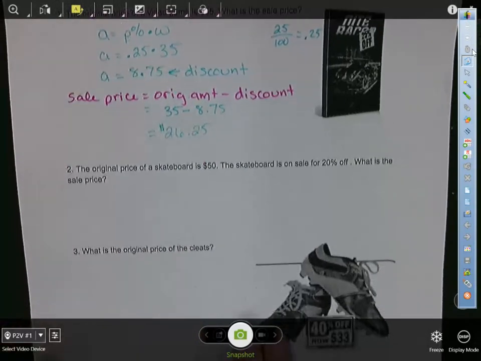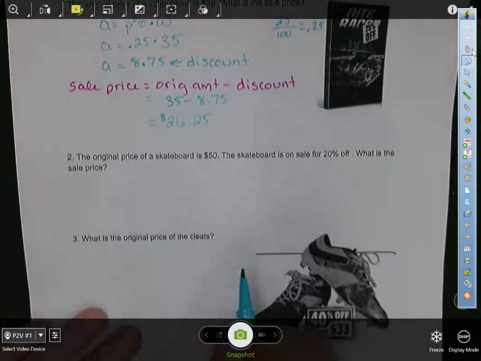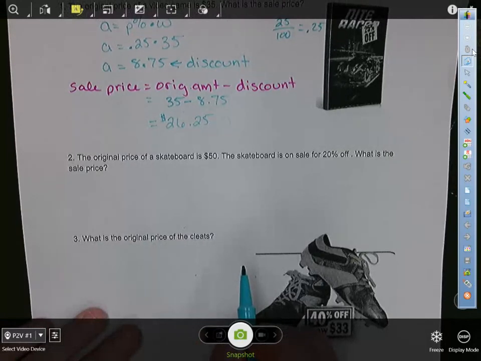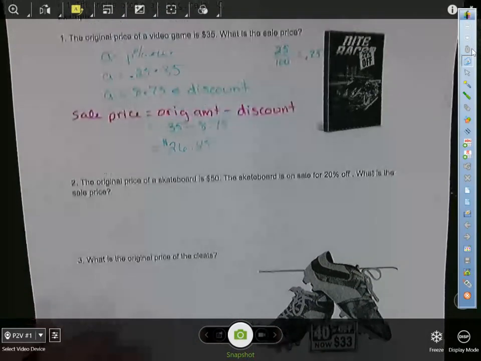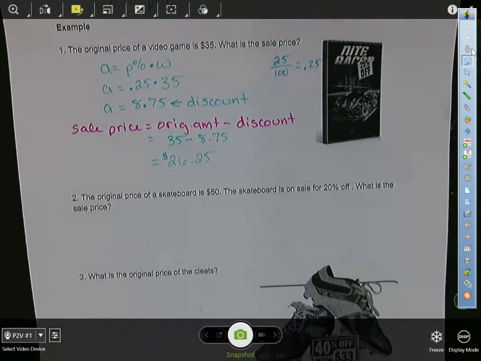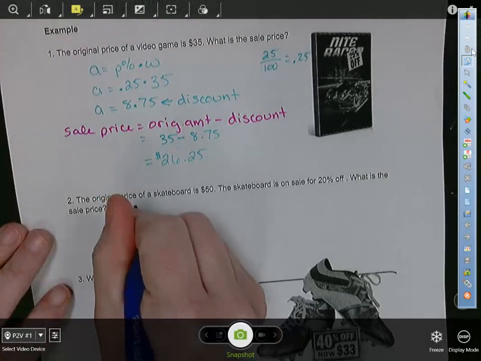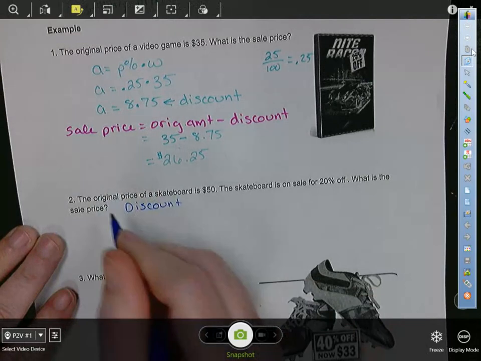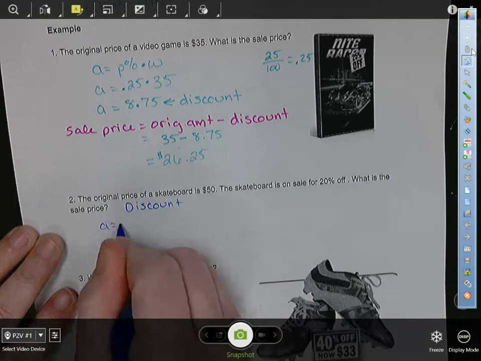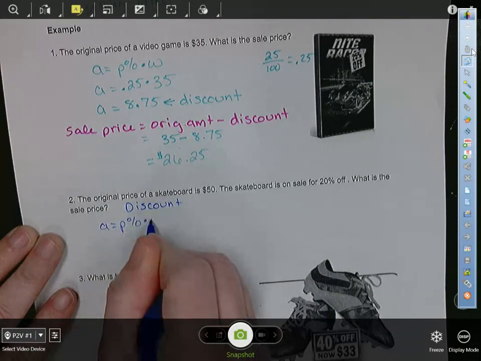Okay, let's try another one. The original price of a skateboard is $50. The skateboard is on sale for 20% off. What is the sale price? So first, we have to figure out how much the discount is. Okay, so to find the discount, let's use the percent equation. So A equals P percent times W.